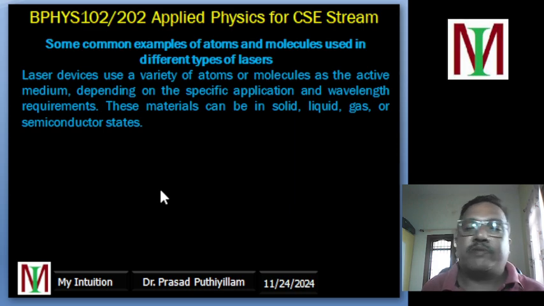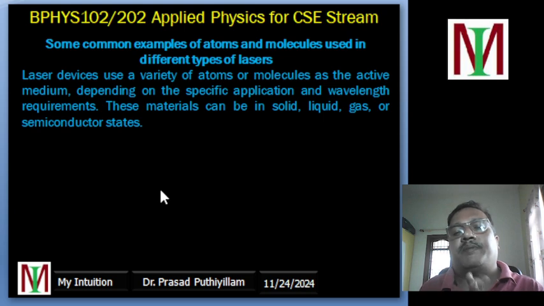Then come some examples of which types of materials are used. This is not in the syllabus. I added it only for information, so that engineers can benefit from it. Which types of molecules are used.